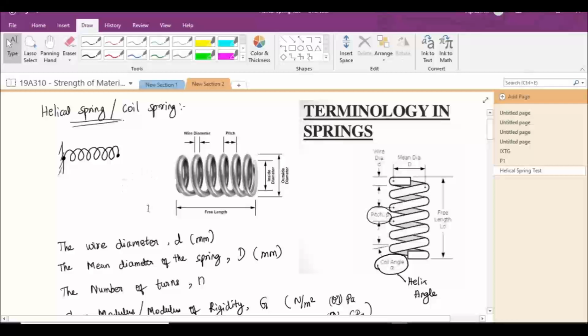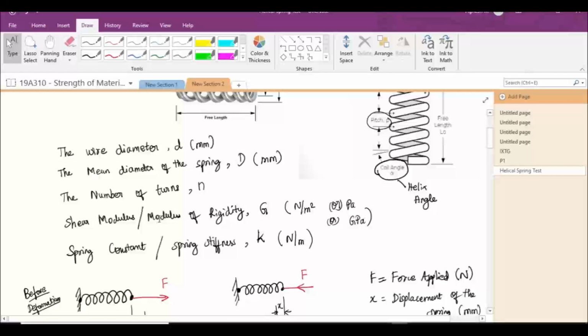And as the spring is made of a material or metal, the material property of the coil spring which is considered here is the shear modulus, or modulus of rigidity, which is represented by capital G. We also use this capital G, the modulus of rigidity value, in the torsional test experiment. I hope you remember it. G is usually mentioned in the unit of Newton per meter square, or Pascal, or gigapascal, whereas the wire diameter will be mentioned either in millimeters or meters. Similarly, the mean diameter of the spring is represented using millimeters or meters.